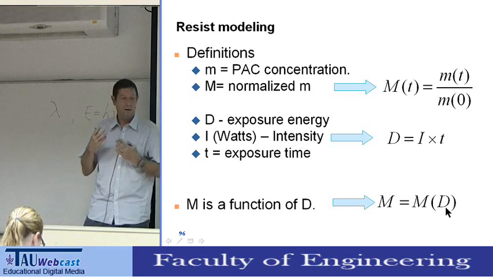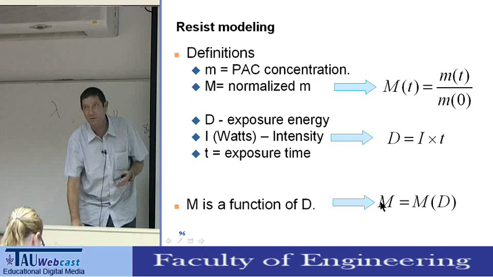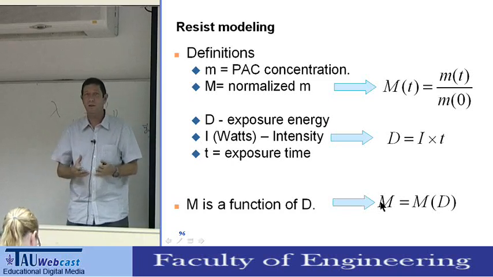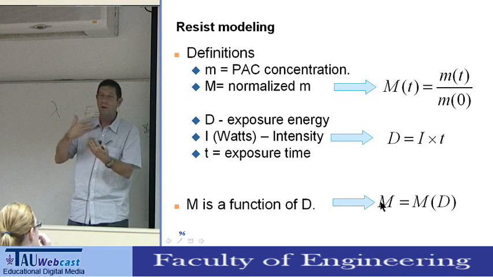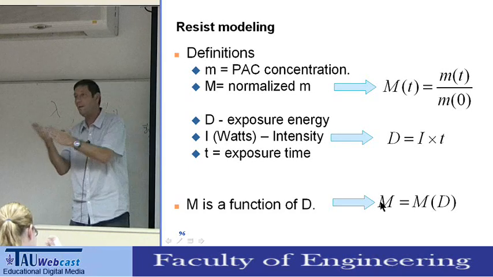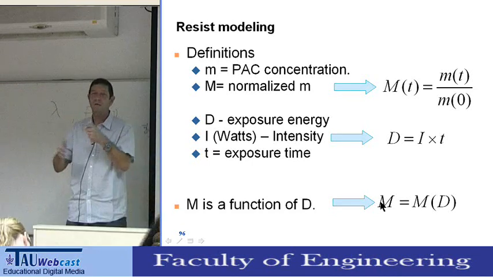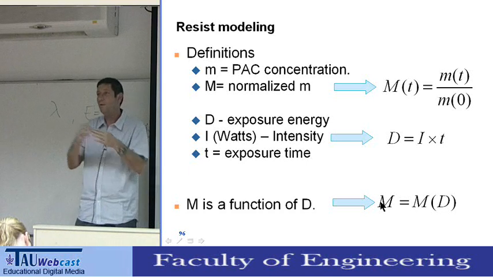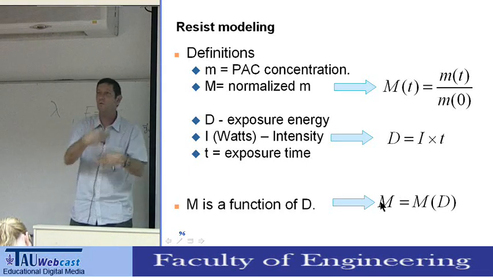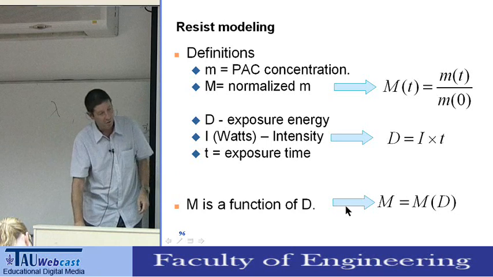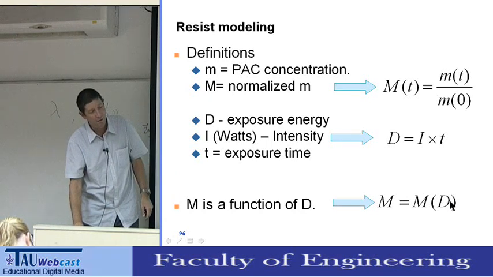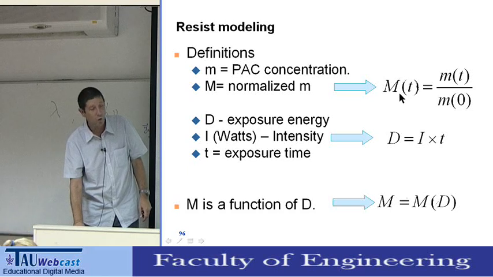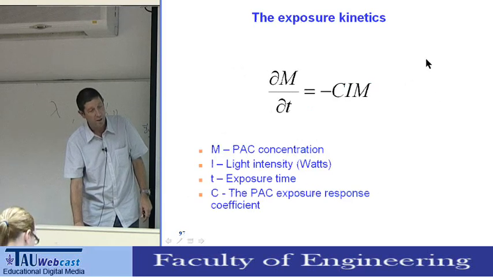That's why M, which is how many molecules are left in the material, the number of molecules which are affected, is proportional to the number of photons. It's not necessarily that each photon affects one molecule, but there is a proportion. More photons, more photoreaction. So this is why I'm saying that M is a function of D. M is the amount of the molecules normalized, D is the energy.